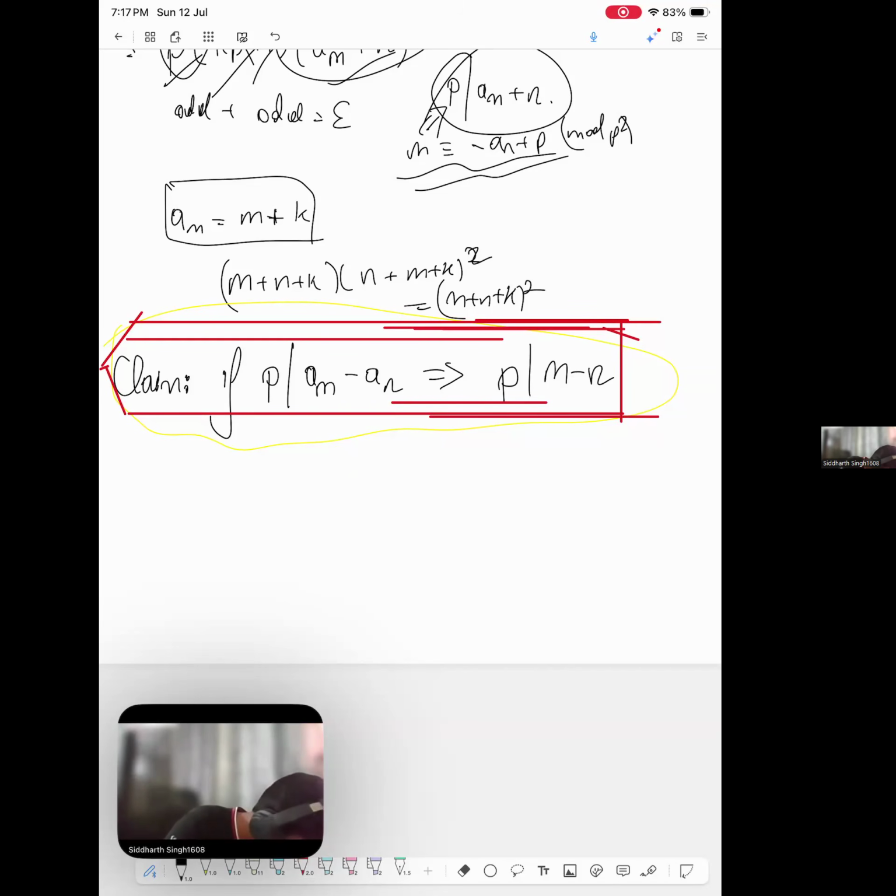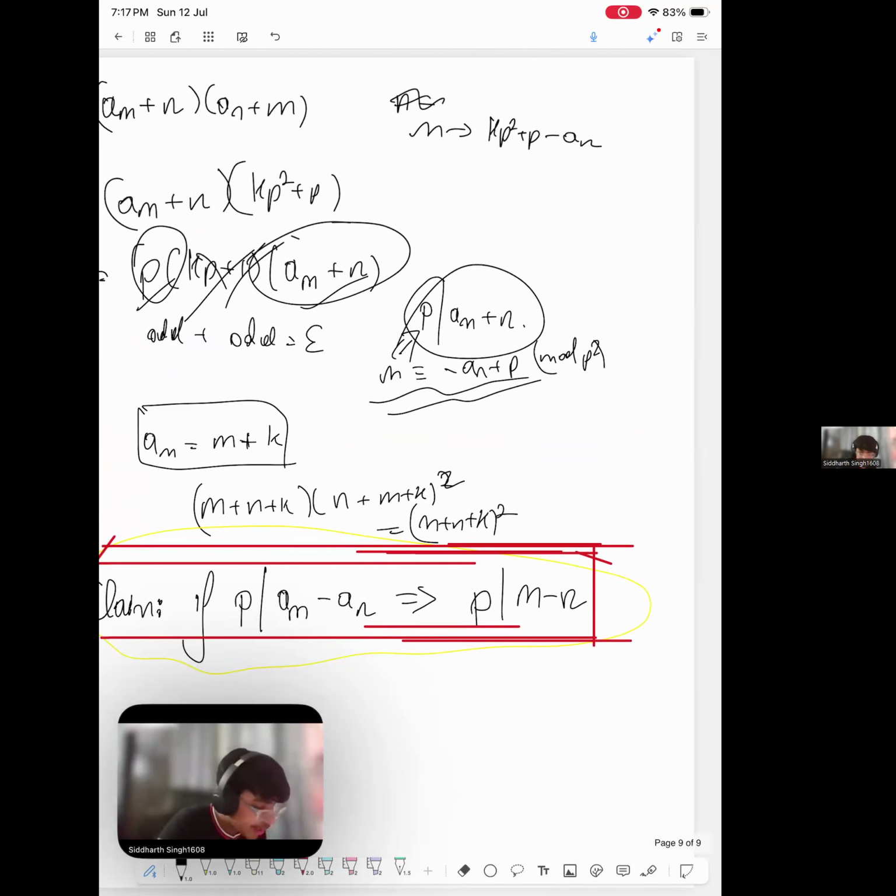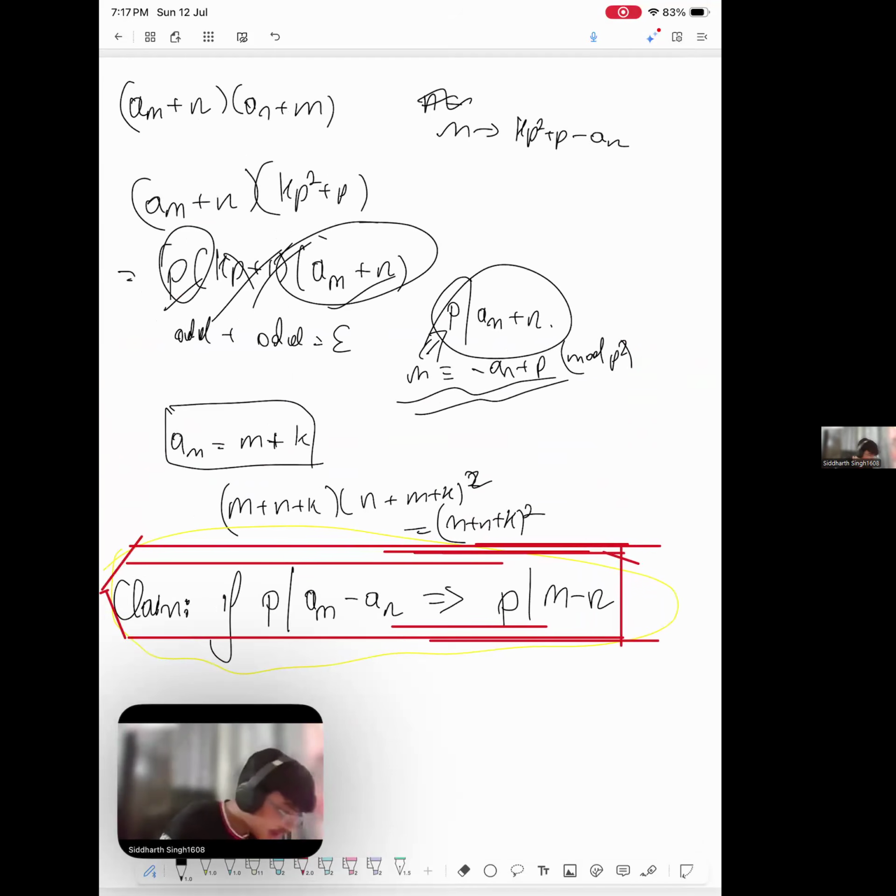Anyways, the claim: if p divides a_m minus a_n, it implies p divides m minus n. We can motivate that claim from here only, where we have chosen a_n equal to n plus k. Give it some thought. You'll find this is actually very beautiful, how we motivated such a random claim from such a non-random thing, because we would usually want odd v_p to happen. As someone said in chat, both have odd power of prime p. Yep, exactly.